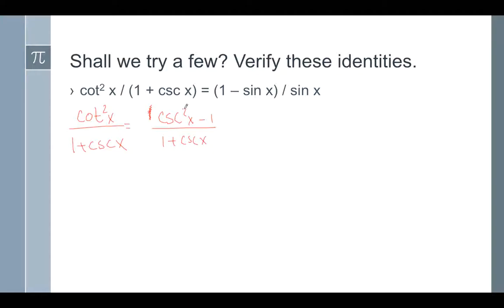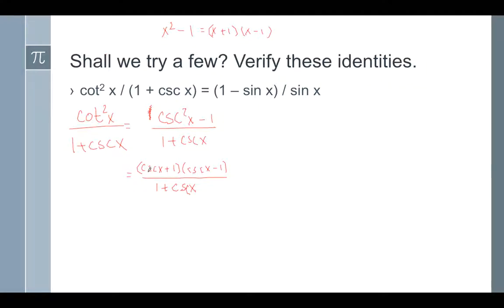Now, here's not getting tricky, but something that you need to know how to do is you need to know how to factor. This is a square minus a square. So it's kind of like x squared minus 1. We know that that's x plus 1, x minus 1. Well, I can do that here as well, and things are nice when this happens. I get a cosecant x plus 1 and a cosecant x minus 1 all over 1 plus cosecant x.